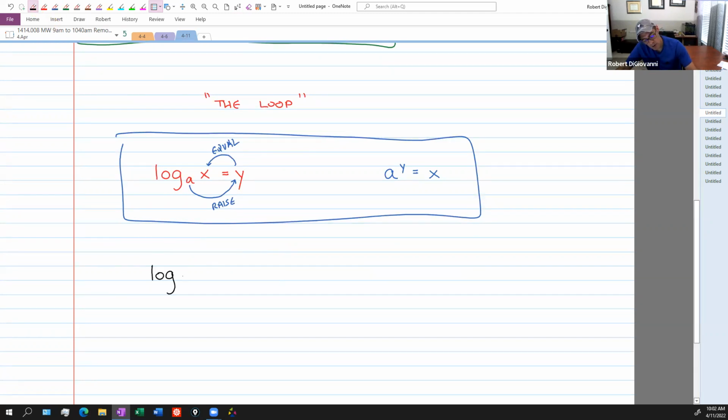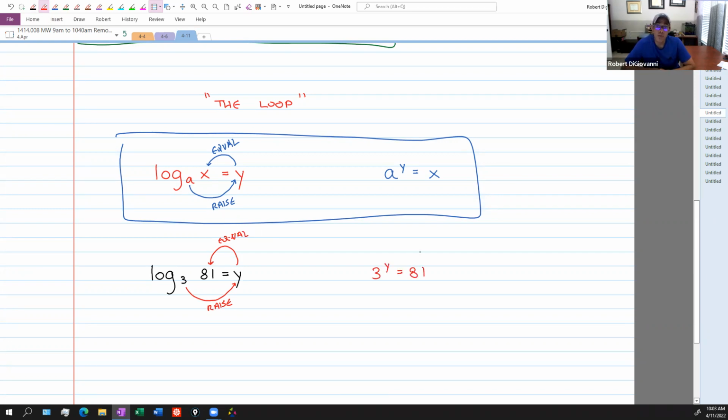If we wrote down log base 3 of 27. Now let's do a different one. Let's do 81. Let's say I'm asking you what is that? Well, let's call this y. And now do the loop. 3 raised to that equals that. So I write 3 to the y equals 81.